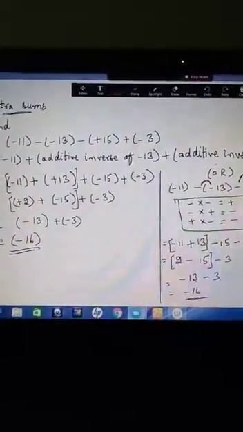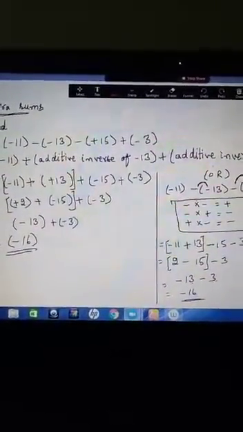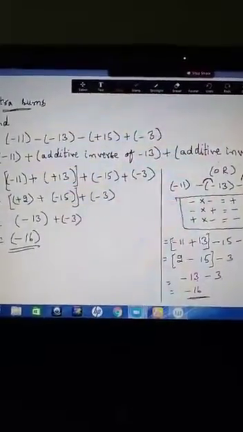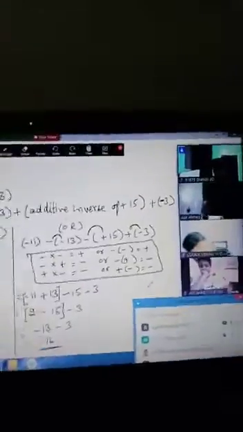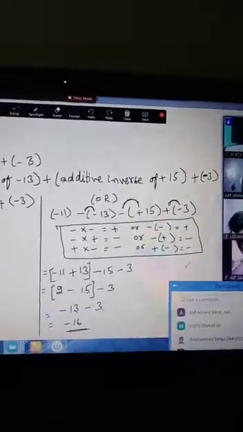Which sign should we keep? Negative sign, because both are negative. The sum of two negative integers is negative. Or you can use this method also.